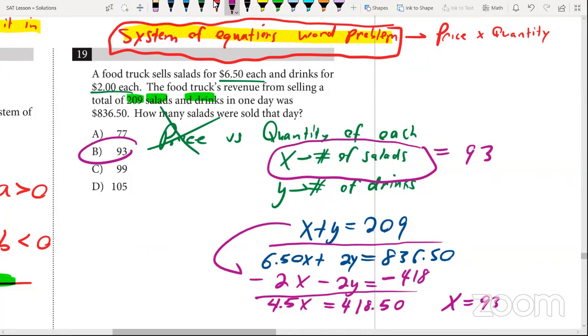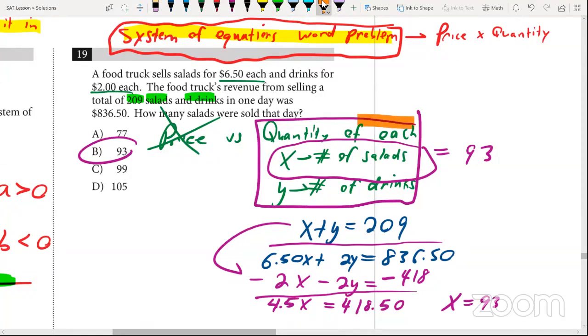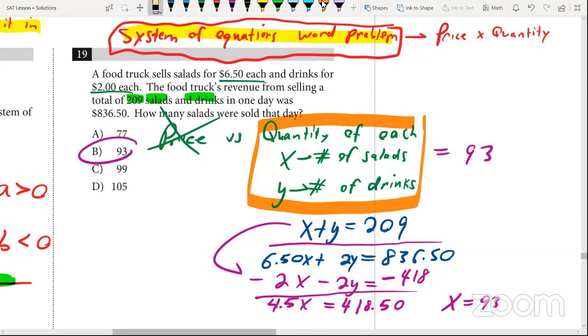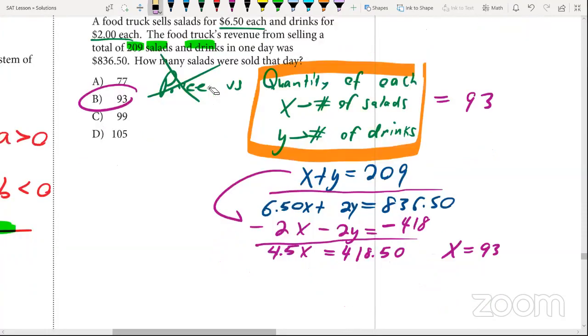I can't stress enough here that the writing out of what you're talking about is the most important part of a question like this, so you can approach it with a clear mind. Going over to number 20.